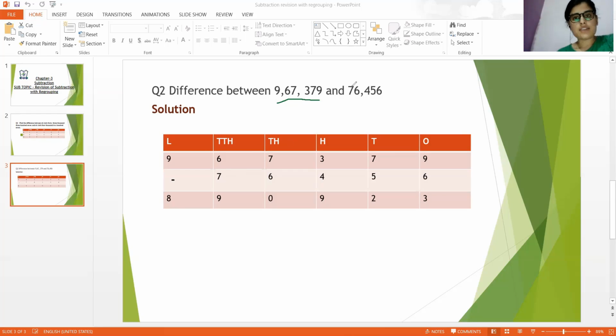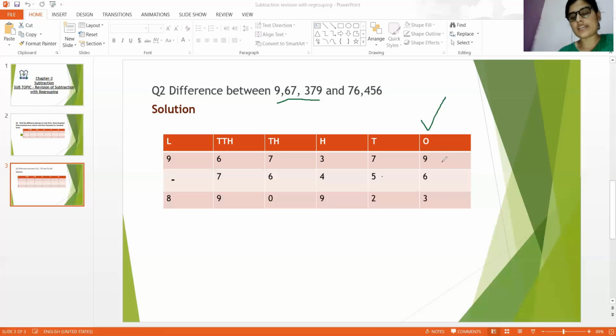Here 7 is at what place? Lakh, thousand or 10,000 place. Yes, 7 is at 10,000 place. So we will write for 7. After 7 we will write 6, then 4, then 5, and then 6. Now start subtraction. For subtracting any two numbers, we have to start from ones place.